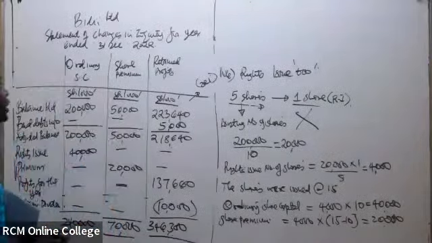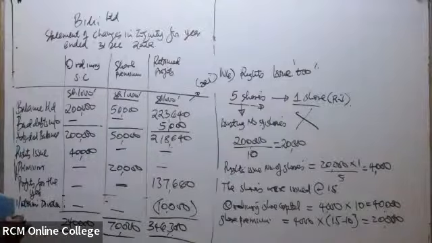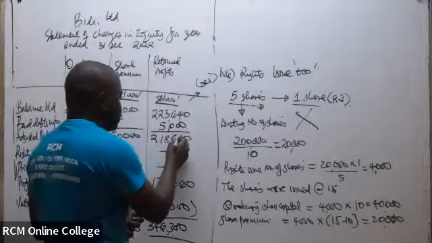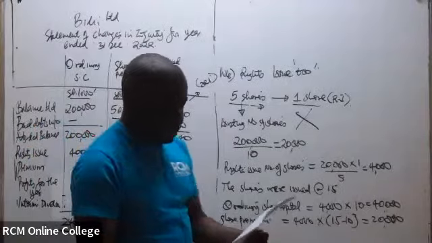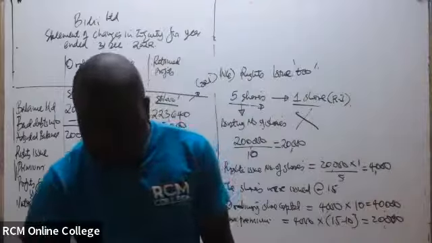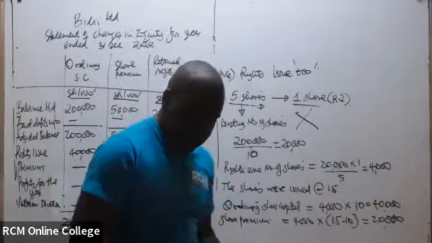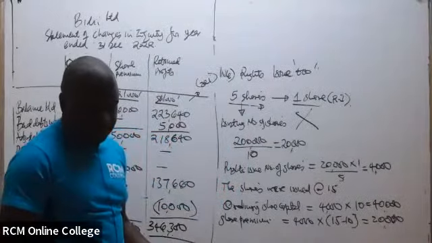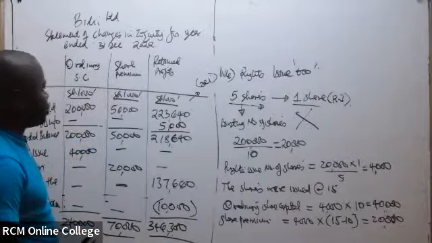your statement of changes in equity. So now we can look at the last item, which is the statement of financial position.